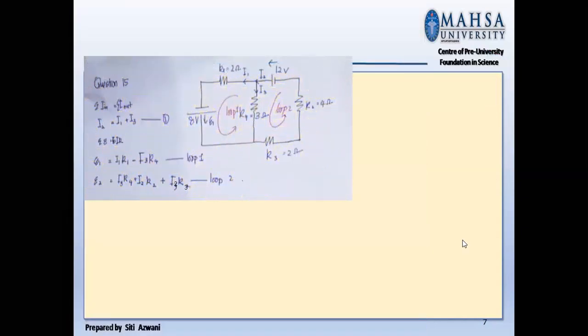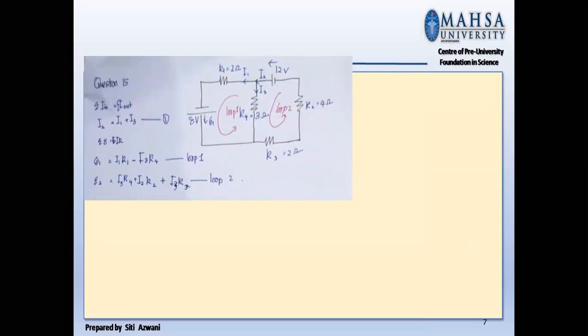Can I go to question 15? So you refer to your question, refer to your circuit. You don't have any direction of your current, but you want to calculate I1, I2, and I3. It means you have three currents, and you want to calculate the value of your current I1, I2, and I3.